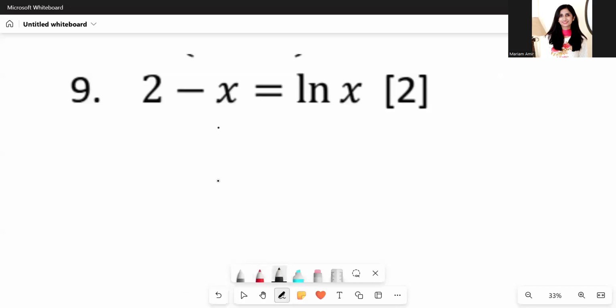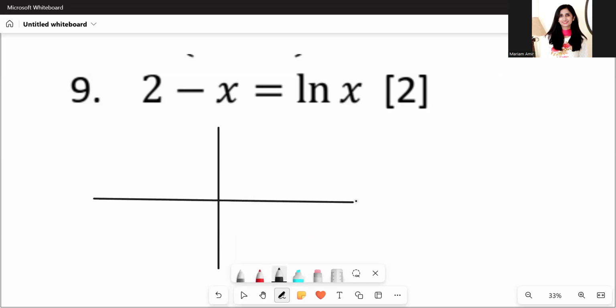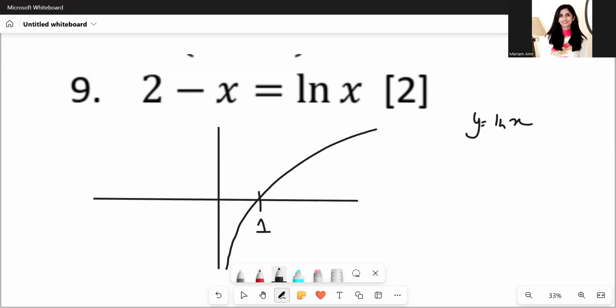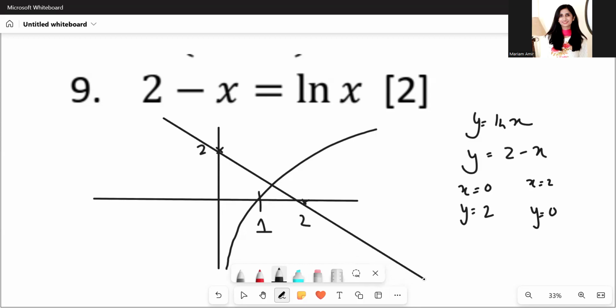Next is question 9. We need to plot y equals 2 minus x and y equals ln x on the same grid. So we know ln x goes like this. This is 1. And y equals 2 minus x. If x is 0, y would be 2, somewhere over here. And when y is 0, x would be 2 again, so somewhere over here. So the line is something like this.